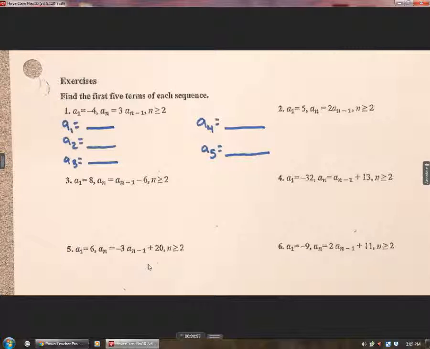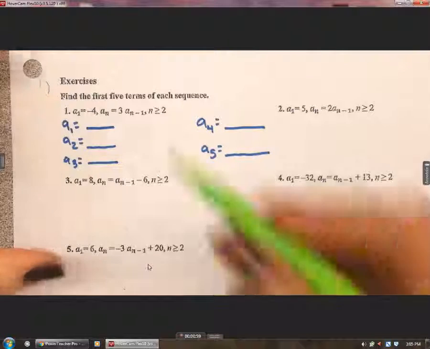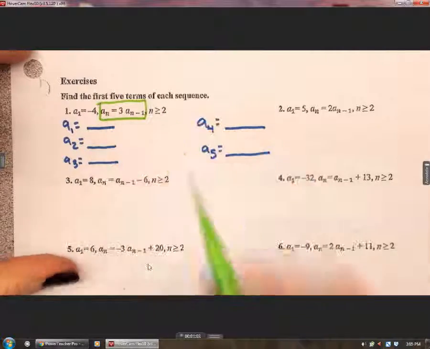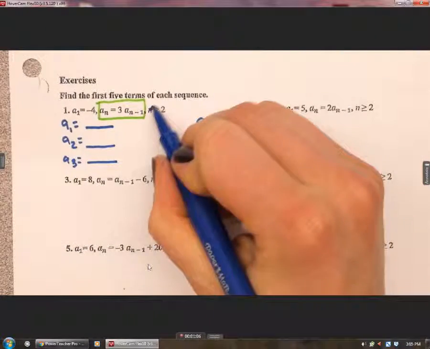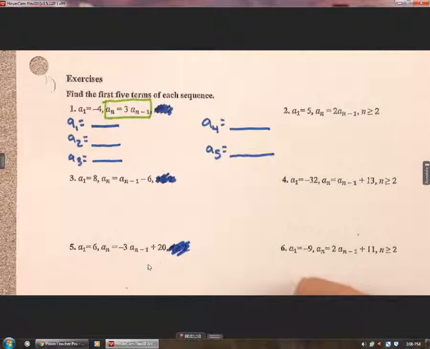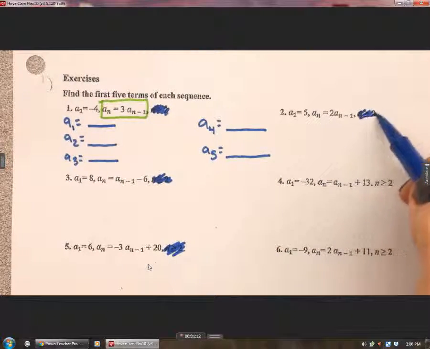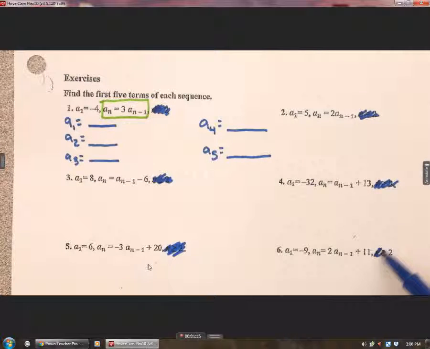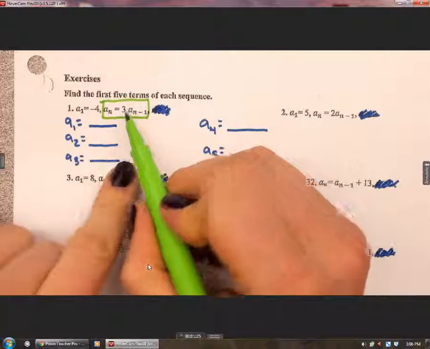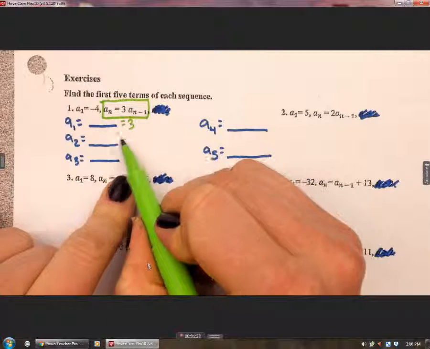Sometimes these can be hard to read, so I'm going to put a box around my actual equation here. You can cross out this n plus 2 on every single one. Don't worry about it. So what this means is that you have the 3, and the 3 is going to stay the same on all of these.